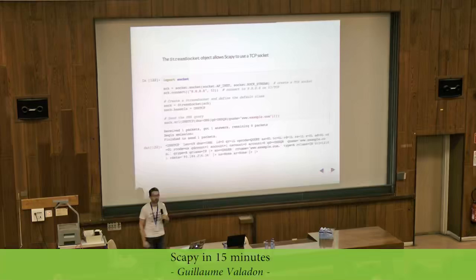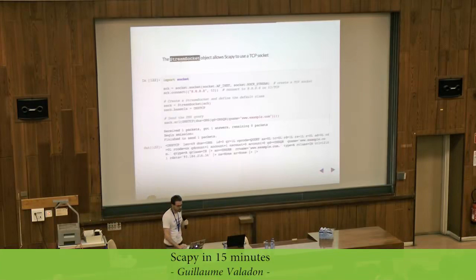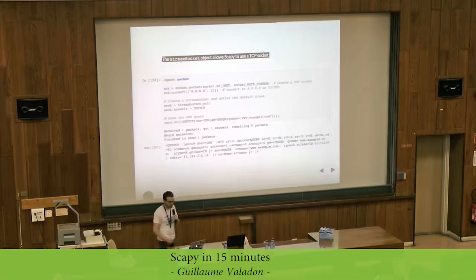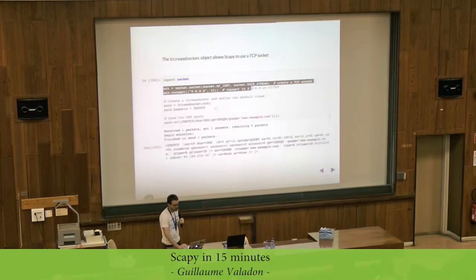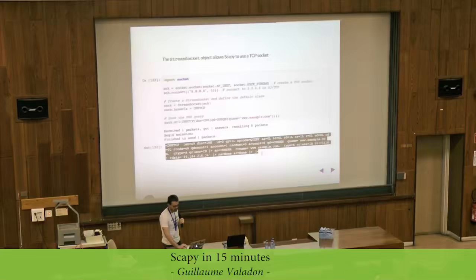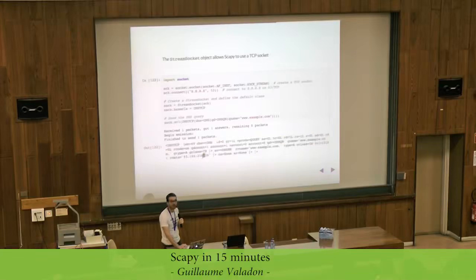Then what you can also do with Scapy, instead of using the raw sockets, is use a stream socket object, which allows Scapy to use a regular TCP socket. In this example, I'm opening a TCP socket to 8.8.8.8 again, creating the stream socket and sending the data. And here I can get the reply, and in the reply, the address of example.com.